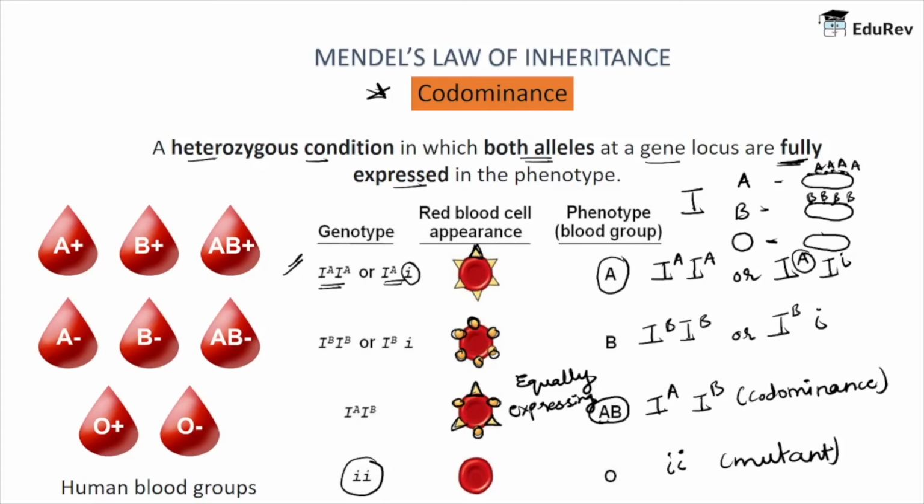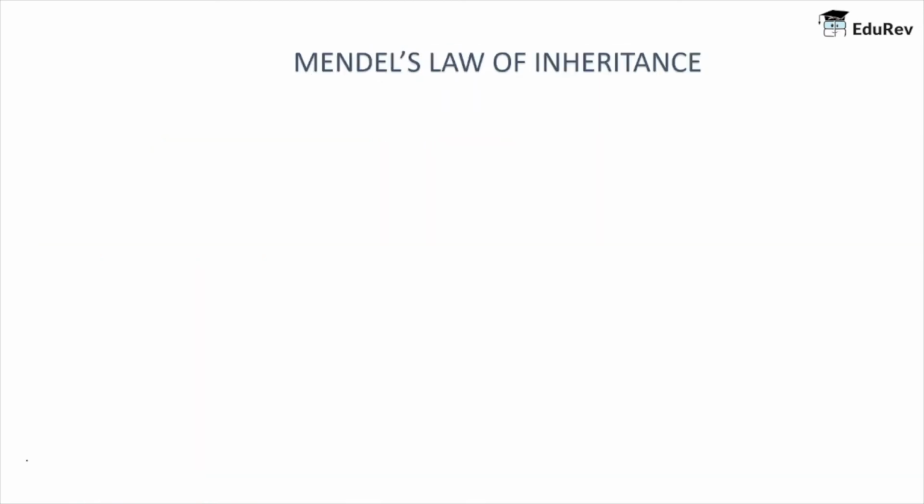Now this is the codominance. They are expressing in a similar way, in the same manner. Both are strong, both are expressing themselves and not dominating each other. This is the example of codominance. Did you notice that the example of ABO blood grouping is also providing a good example of multiple allelism?